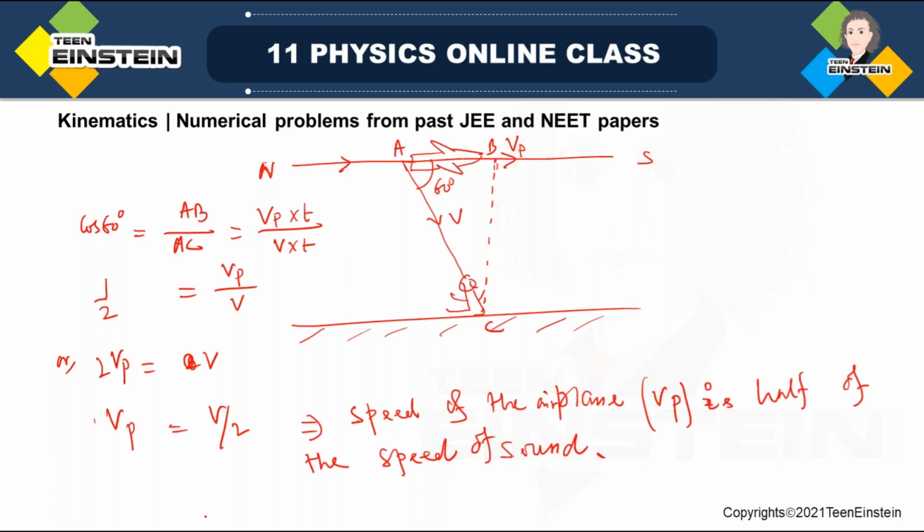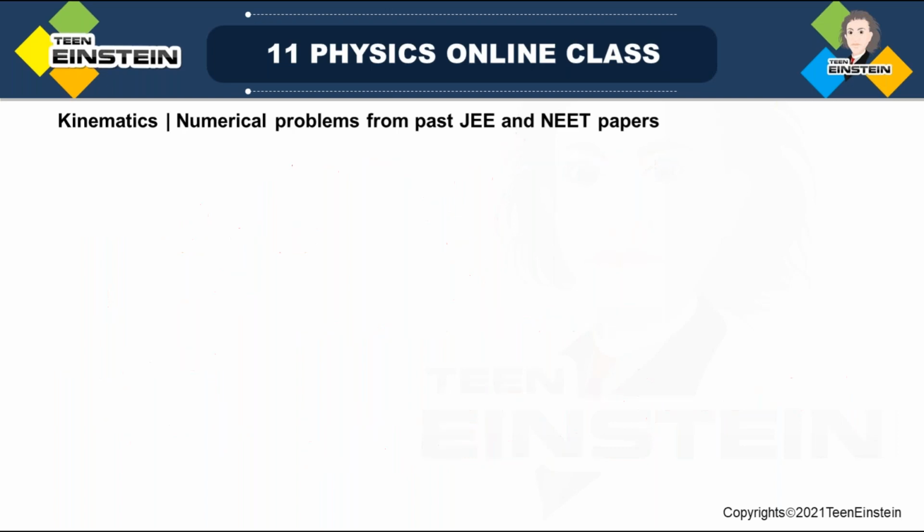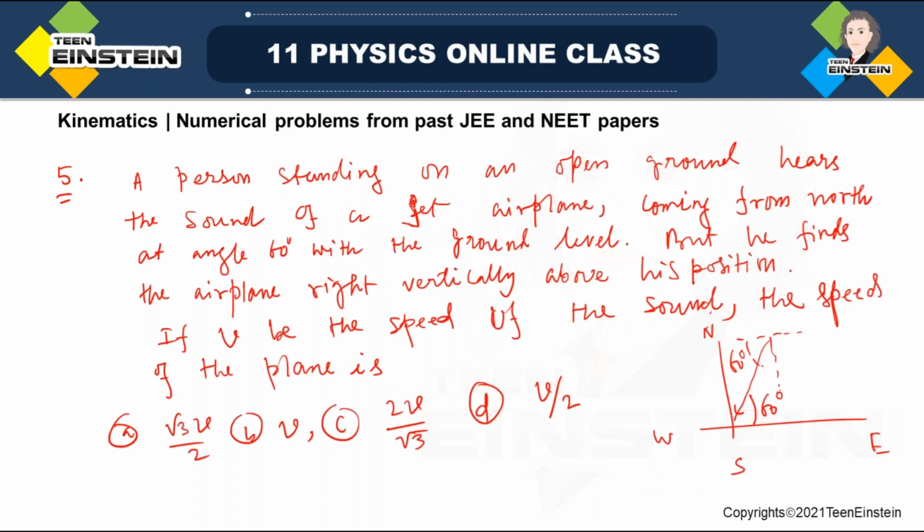So this we can see in the options over here. V by 2, this one will be the correct answer for this question. Okay, V by 2. This is actually a very simple problem of vectors. You have to just do it with attention, then you will get the answer.